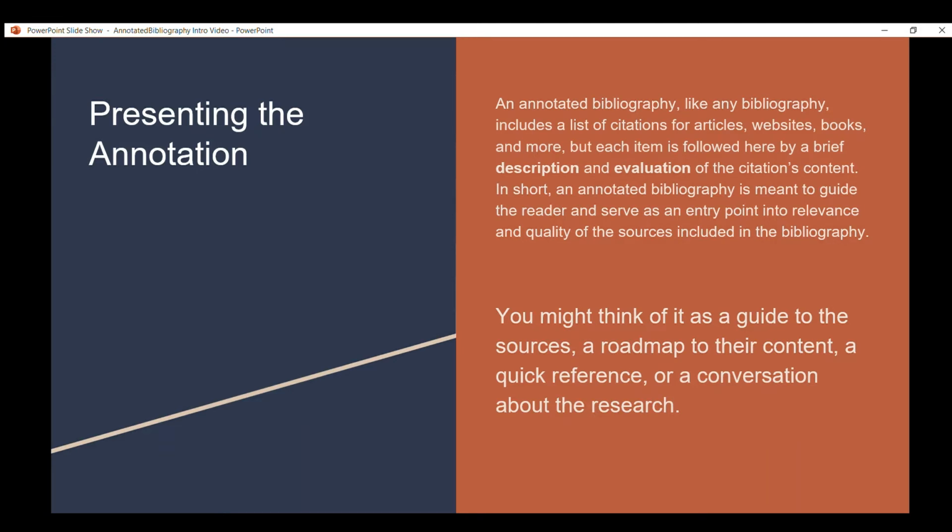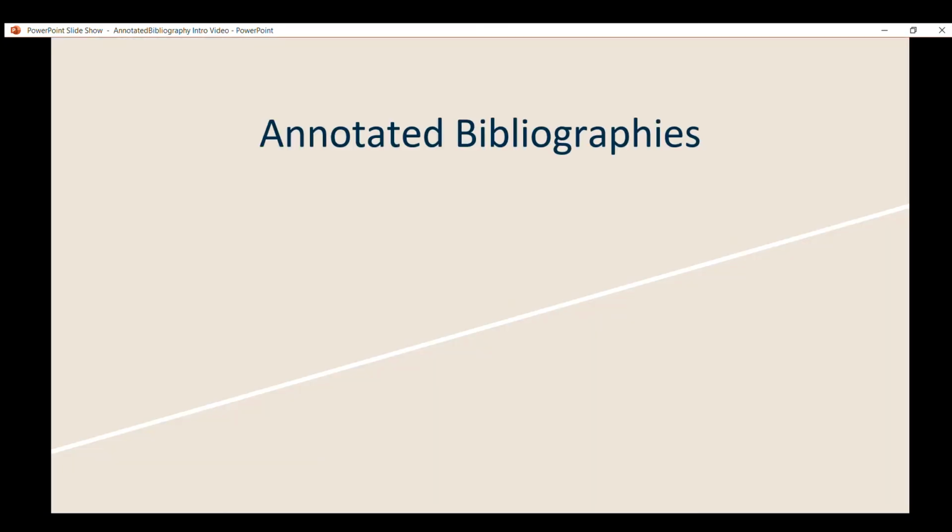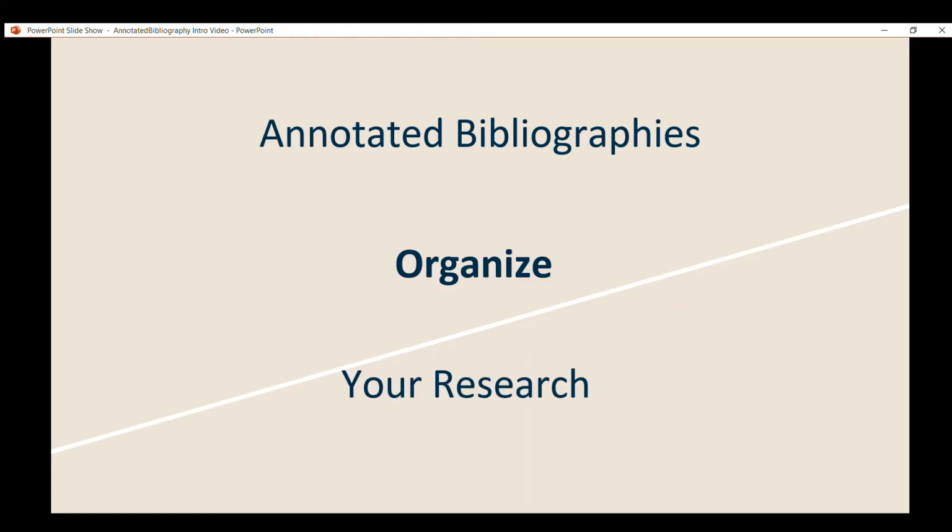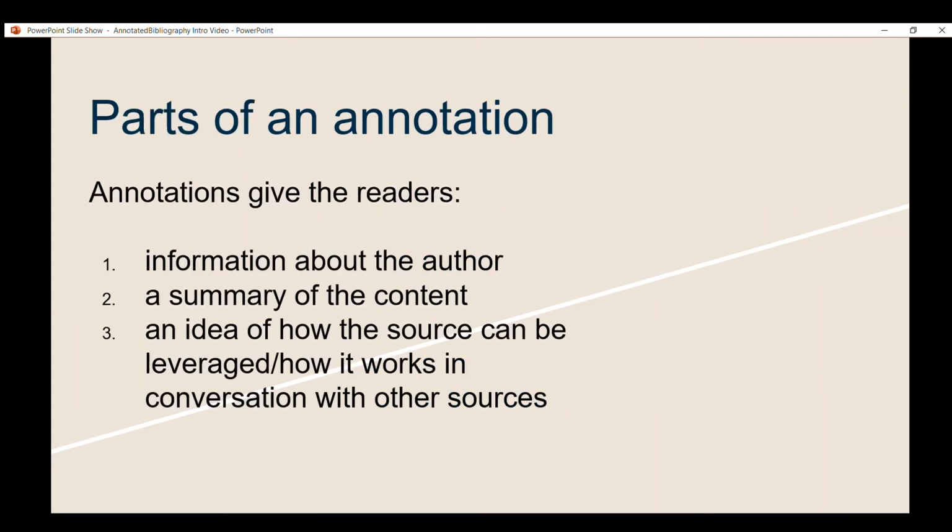You might think of it as a guide to the sources, a roadmap to their content, a quick reference, or a conversation about the research. In short, annotated bibliographies organize your research. They help you keep track of what all your sources say so that you aren't constantly rereading them. Here are the parts of an annotation: the information about the author or author ethos, a summary of the source's content, and how the source fits in with your paper and other sources.